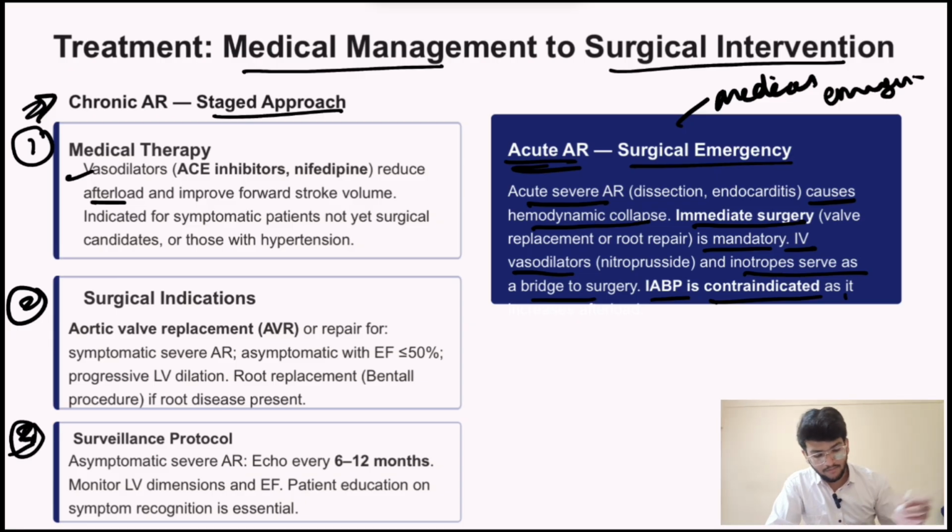Next, we have the surgical indications like aortic valve replacement surgery or repair for symptomatic severe AR, and asymptomatic with ejection fraction less than 50% and progressive LV dilation, we should do the surgery. Root replacement if root disease is present. Surveillance protocol: asymptomatic patients of severe aortic regurgitation, echo should be done every 6 to 12 months. Monitor LV dimensions and ejection fraction. Patient education on symptom recognition is essential.